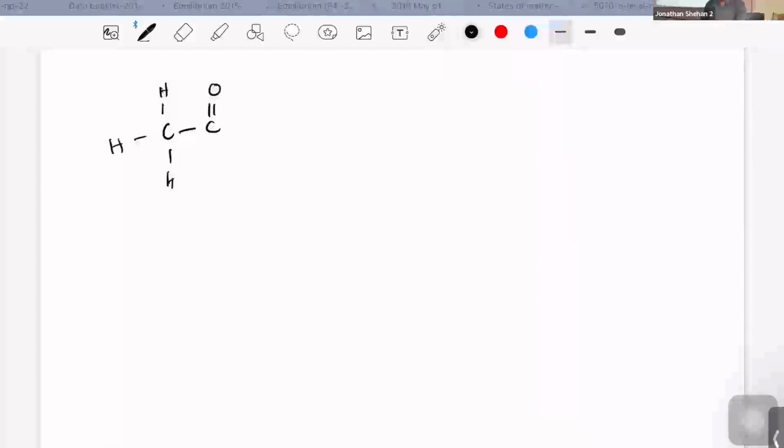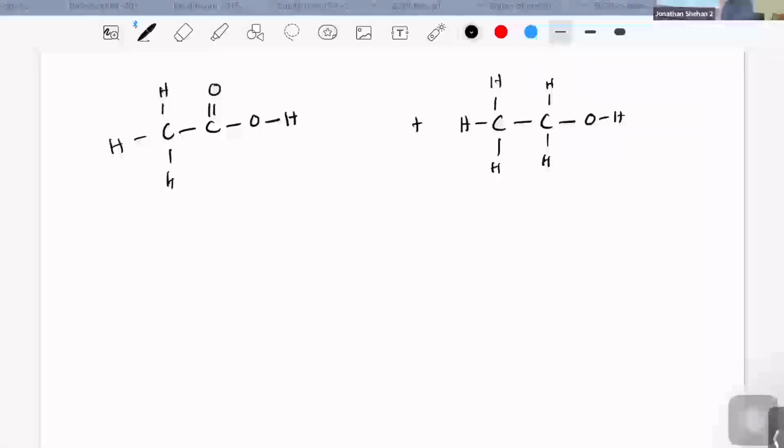Now, anyway, in the paper, they have given the formula of ethanoic acid. Ethanoic acid is this. Now we have to combine this with ethanol. So when we draw ethanol, there are two carbons and an OH bond. Like that. Now these two will react and they form an ester.